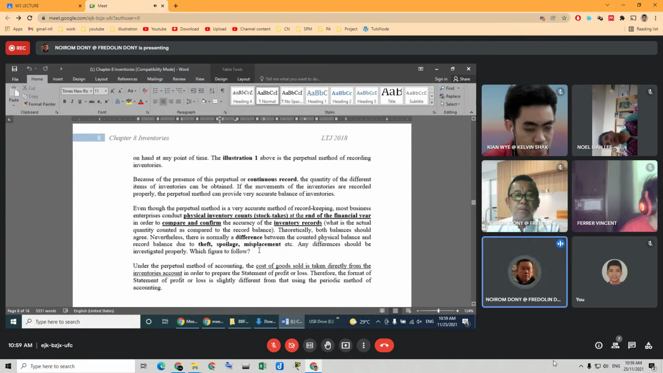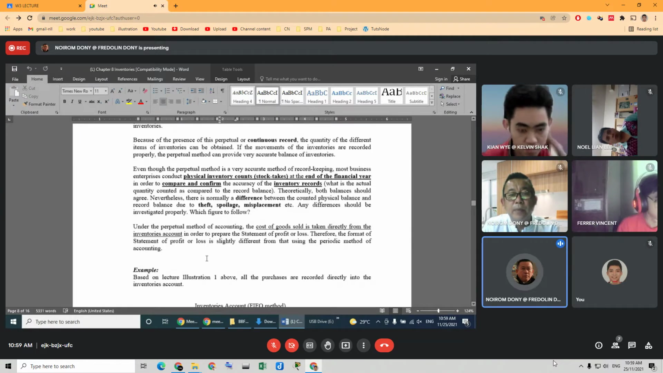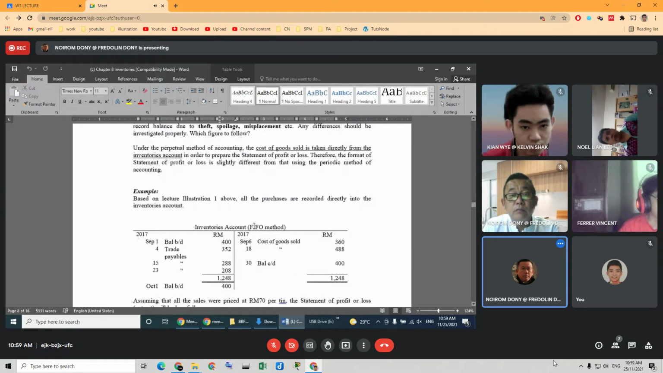Okay, so under perpetual method of accounting, the cost of goods sold is taken directly from the inventory account in order to prepare, okay, the statement profit or loss. Therefore, the format of statement profit or loss is slightly different from that using periodic method of accounting. Okay, meaning if we use a perpetual method, so like what we have here, we can get the cost of goods sold, okay, from using this inventory card.